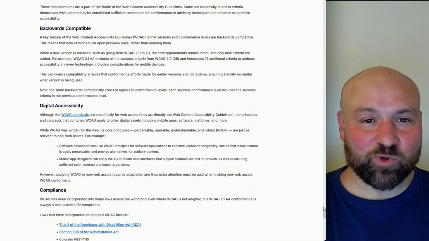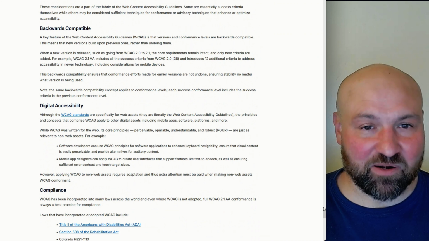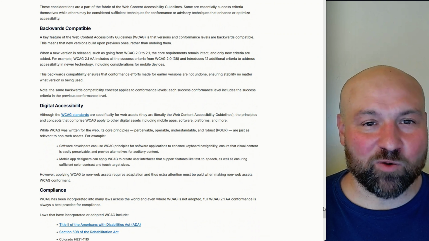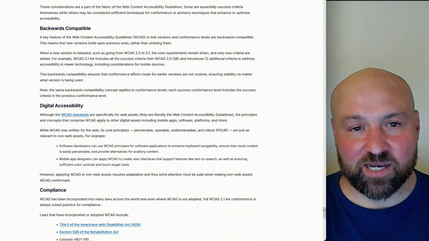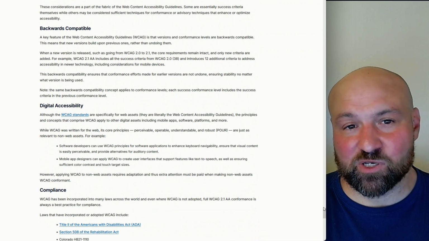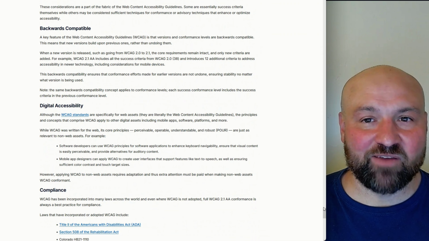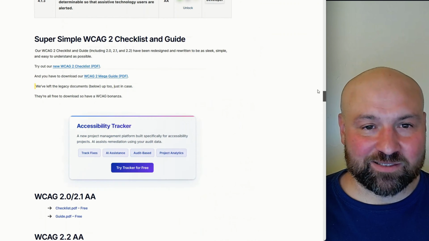And so that's what I wanted to show you today. Now you'll have a much better understanding, a much better feel for what's going on with the Web Content Accessibility Guidelines. And if you have any specific questions, like what is the difference between 2.1 and 2.2, and so many other questions, I've answered these all on accessible.org.